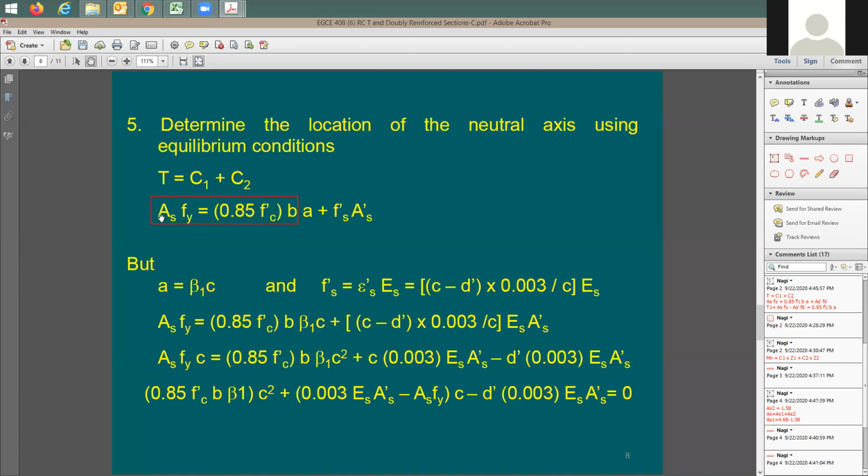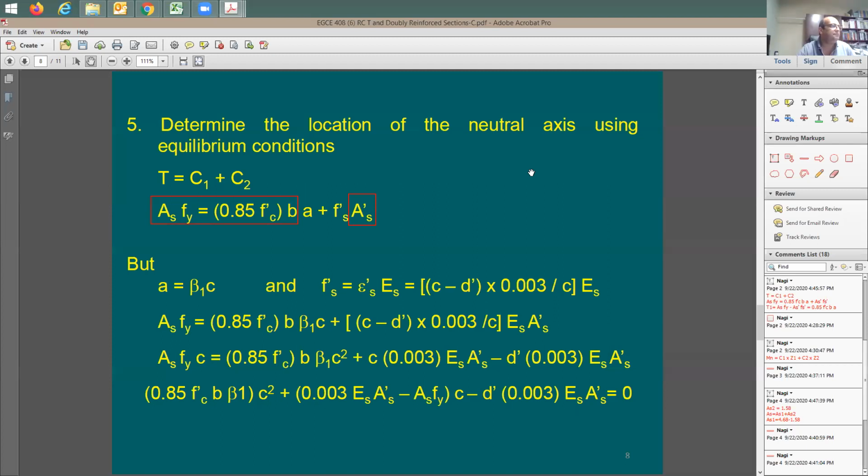You have AS, you have FY, you have F prime C, you have b. Do you have a? Not yet. Do you have F prime S? No. Do you have AS prime? Yes, I have it. I have a solid number for it. Maybe taking this and put here a box. How many unknowns do I have in this equation? Two unknowns. One and two.